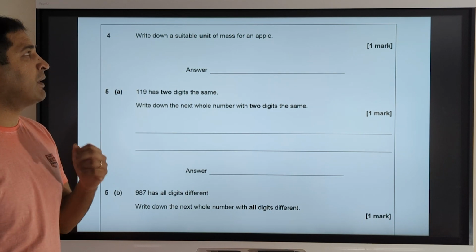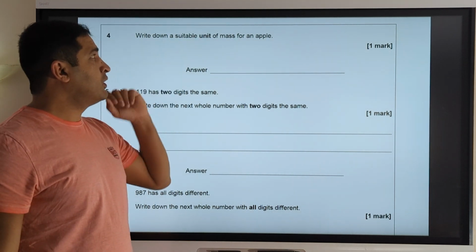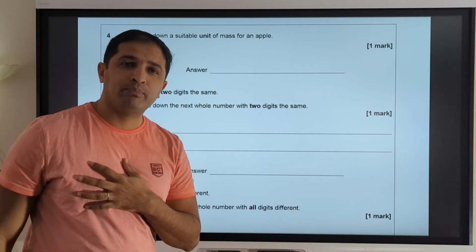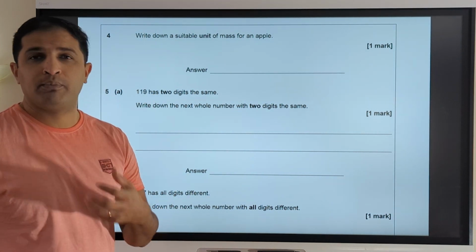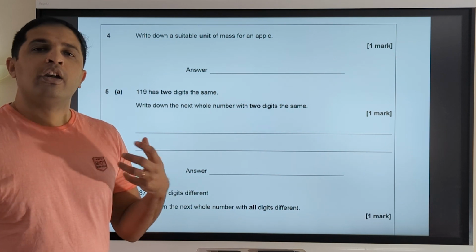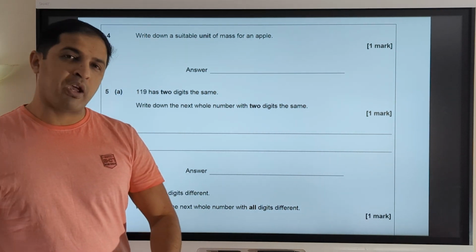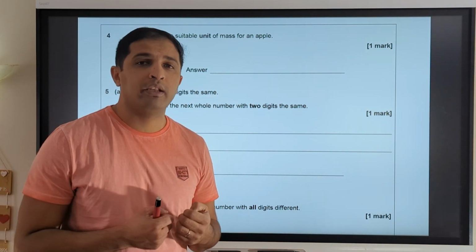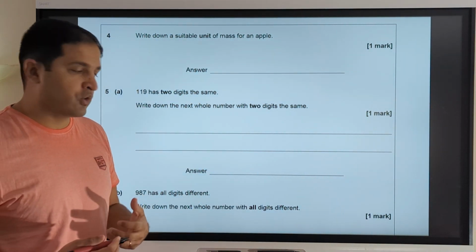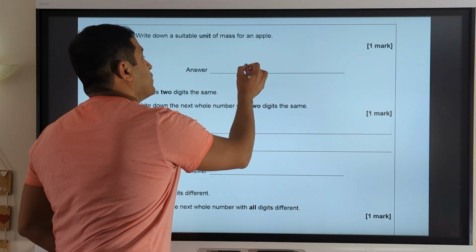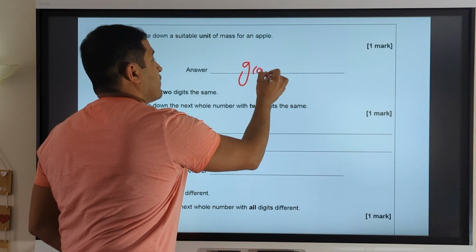Write down a suitable unit of mass for an apple. If you're writing down a unit, it means how do you measure an apple? If you have to measure an apple, what kind of unit do we use? You're not going to measure the weight of an apple using meters, are you? No. So we need to work out what unit we use to measure an apple. You use the unit grams.